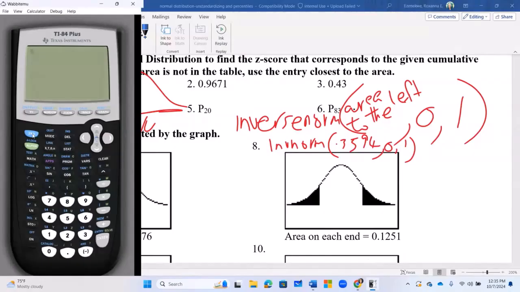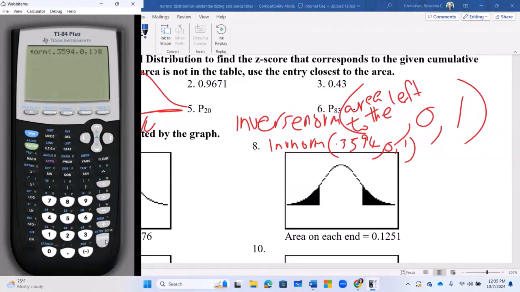So I am going to press second, distribution. Now inverse norm is what? Inverse norm. So I am going to select number 3, inverse normal distribution. And it's asking me what is the area to the left. It is 0.3594. And what is the mean? Because this is standardized, the mean is 0. The standard deviation is 1. I am going to paste.